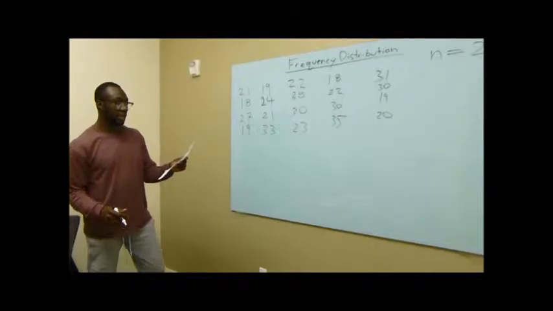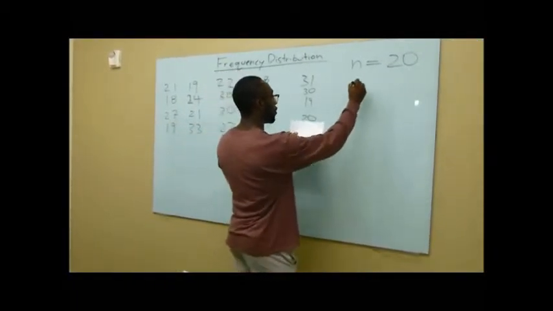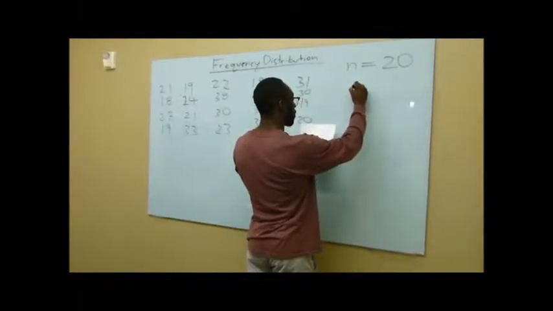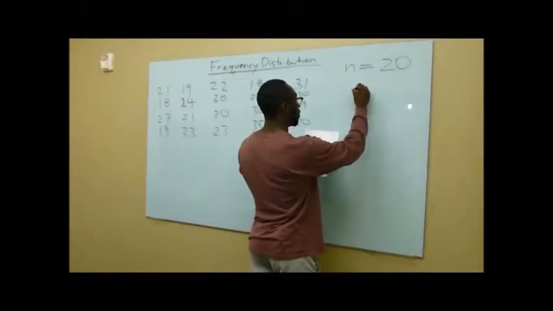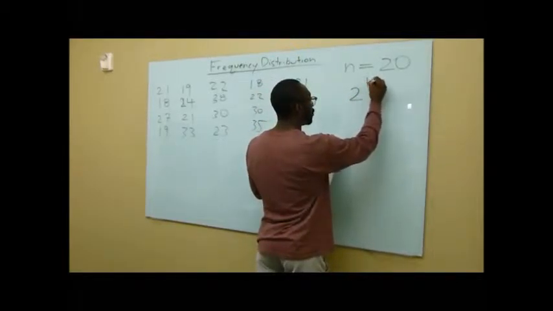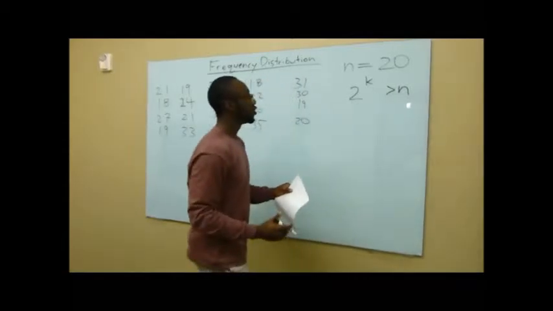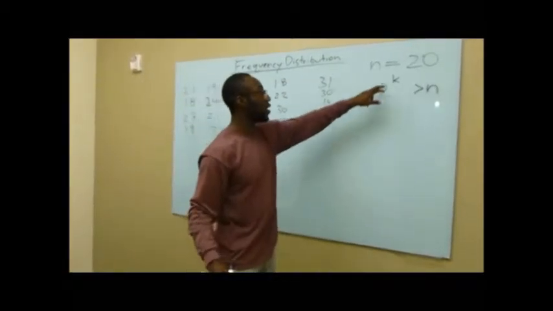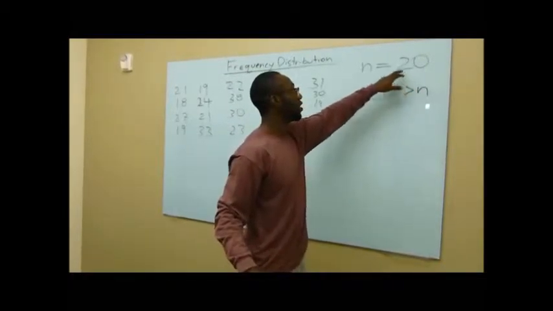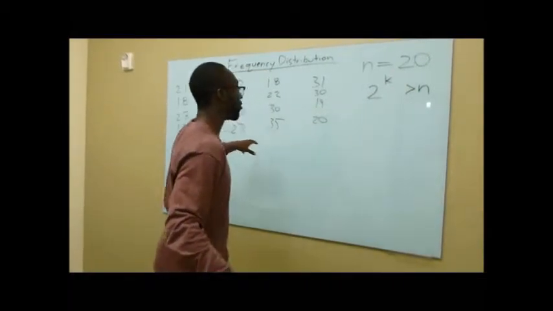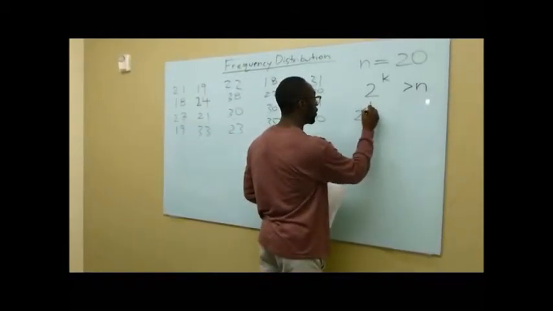In order to find out how many categories we can organize this into, we use a formula called the number of classes formula, which looks a little bit like this: 2 to the power of k greater than n. Our objective is to find a power of 2 that is greater than the number of data that we have, which is 20. We can start off using 1.